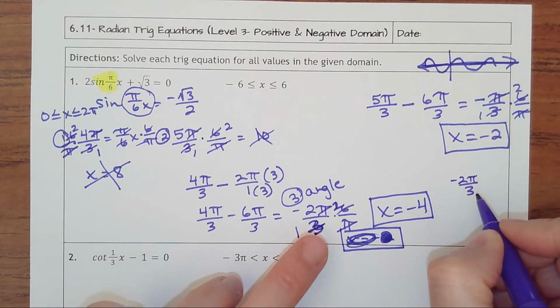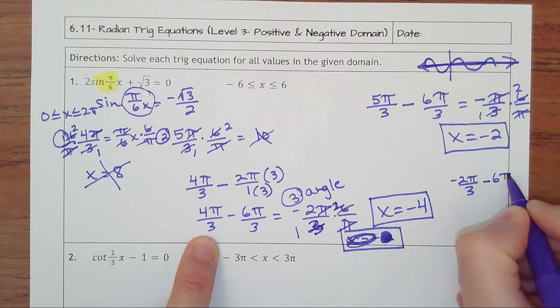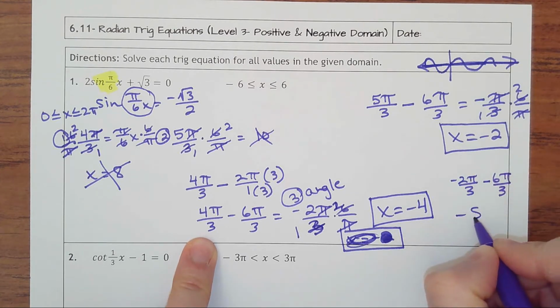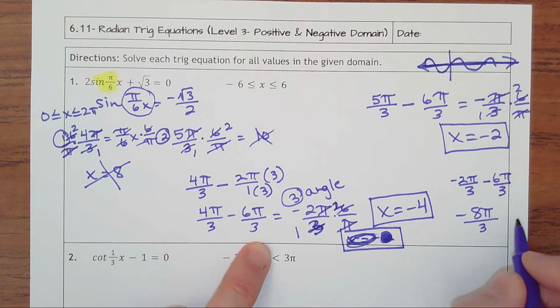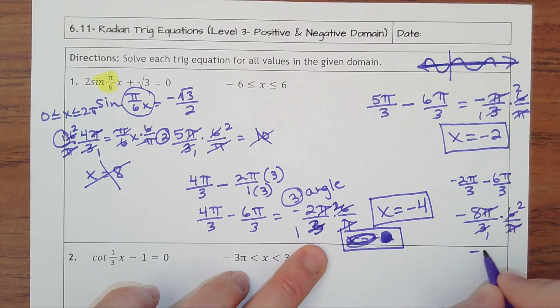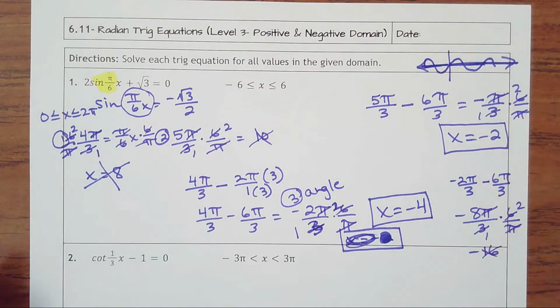This was the angle when I subtracted 2 pi from the 4 pi over 3. If I subtracted 6 pi over 3, so another 2 pi, that would get negative 8 pi over 3. That's my angle, and then I would have to take it times 6 over pi, sorry, 1/2, that would be negative 16. Way too much. So these two should be my only answers.